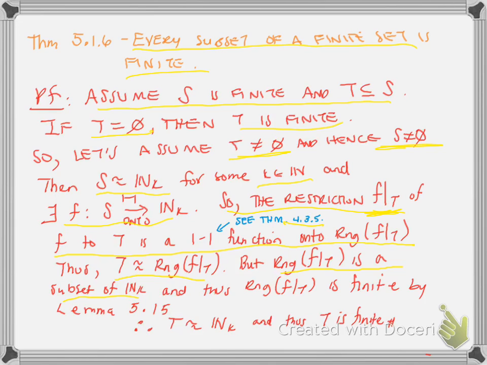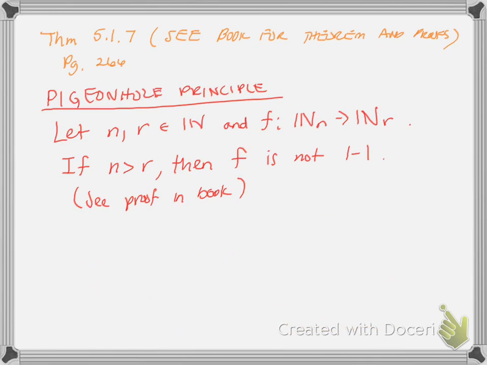And your book has a very nice picture. I didn't draw it here, but your book has a very nice picture sort of setting this up. So if you want to look in the book and put that in your notes, you can. And thus the range of f restricted to T is finite by lemma 5.1.5. I think it's 5.1.5. Therefore, T is equivalent to n sub k, and thus T is finite. So hopefully that made sense. And like I said, if it doesn't, then look at that picture that's in your book.